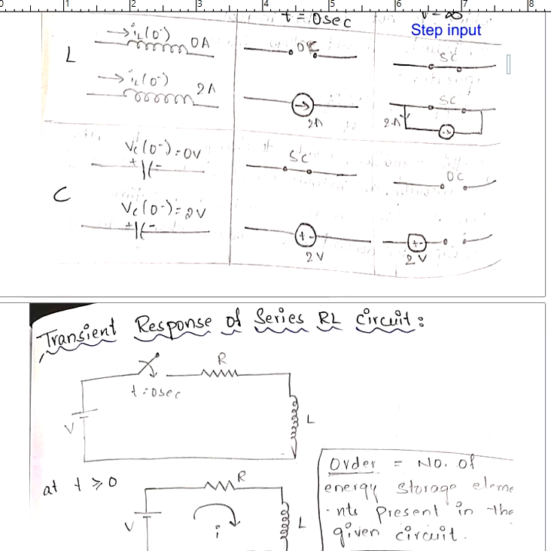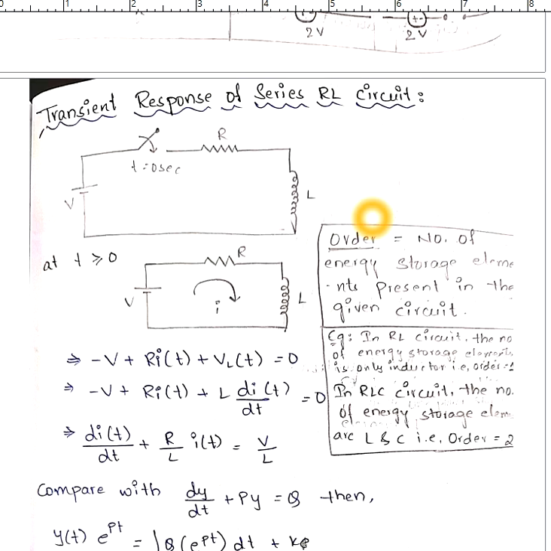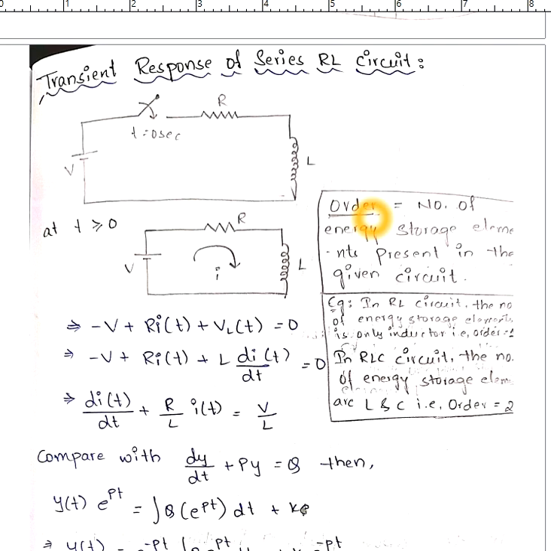Okay, now mainly in this lecture we are going to discuss the transient response of the series RL circuit, and we can solve this very easily because of the homogeneous differential equation comparison. So as per this circuit, the switch will be closed at time t equal to 0 seconds, and there is a step response. This is a DC voltage of value V, and it is a series RL circuit.